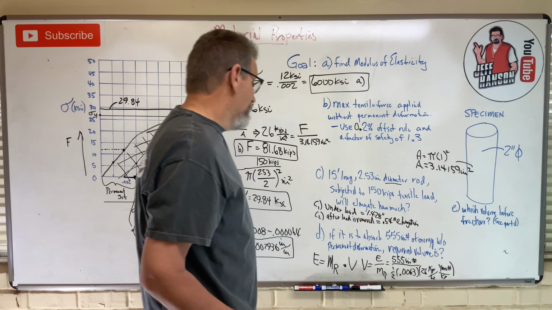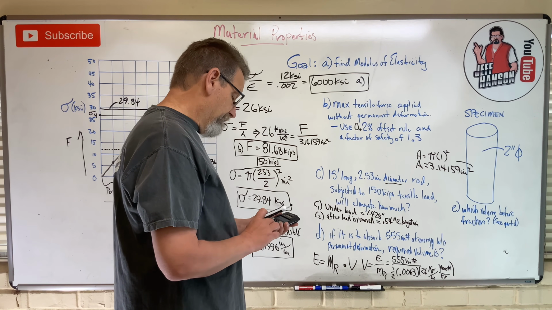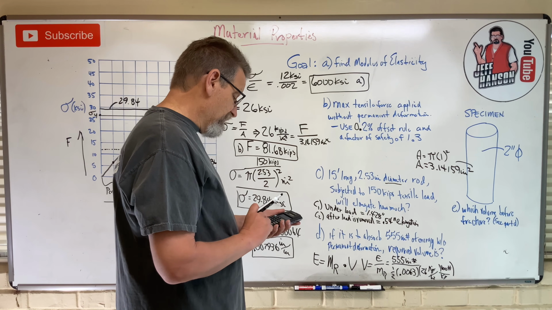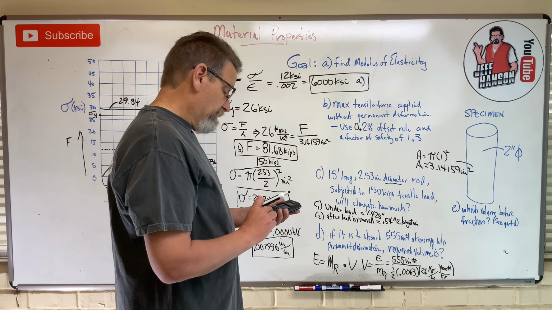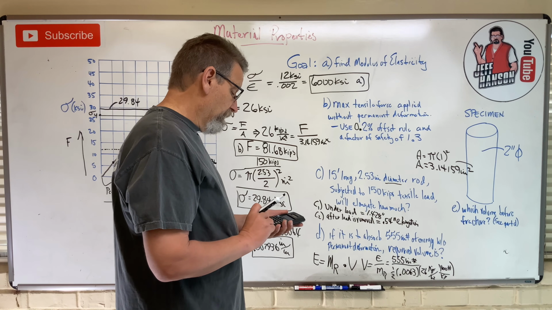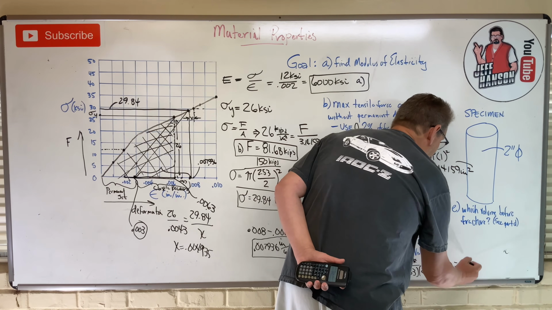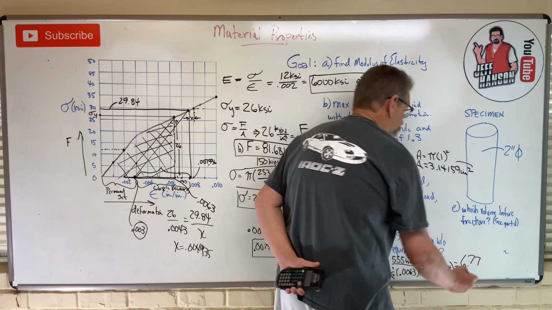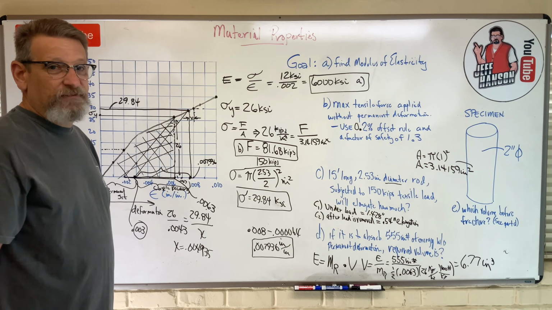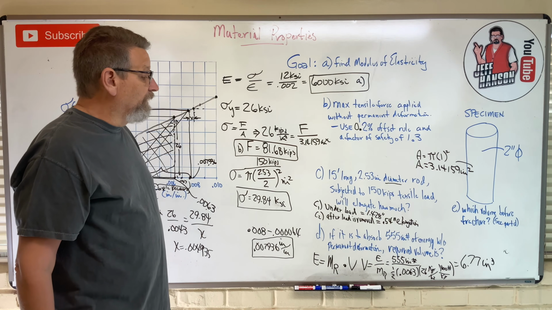So let's do that little calculation there. 555 times 2 equals, divided by 0.0063 equals, divided by 26 equals, divided by 1,000 equals 6.77. 6.77 what? Inches cubed. So you need 6.77 cubic inches of material to absorb 555 inch-pounds of energy.